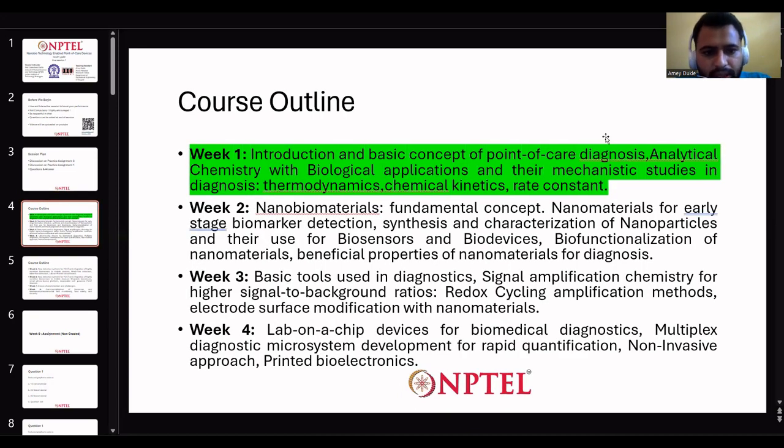This is the course outline. It is an 8-week course, and this is the first week. In this week one, we cover the introduction and basic concepts of point of care diagnostics, analytical chemistry, and biological applications, with their mechanistic studies in diagnostics, thermodynamics, chemical kinetics, and the rate constant.